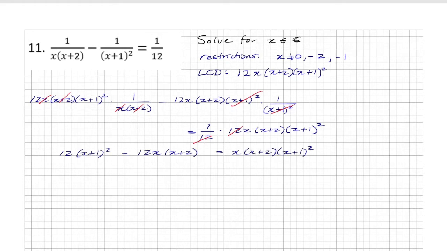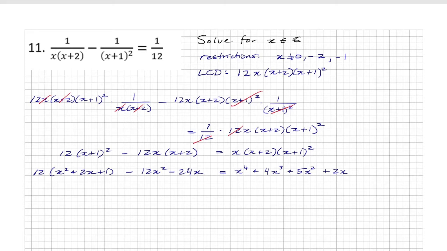The first term then becomes 12 times (x plus 1) squared. The second term becomes minus 12x times (x plus 2), equals x times (x plus 2) times (x plus 1) squared. You'll see that this has generated a polynomial equation. So I'm going to expand this all out and then move everything over to one side. The next step right here is to expand this all out, and I'll do so on the next line.